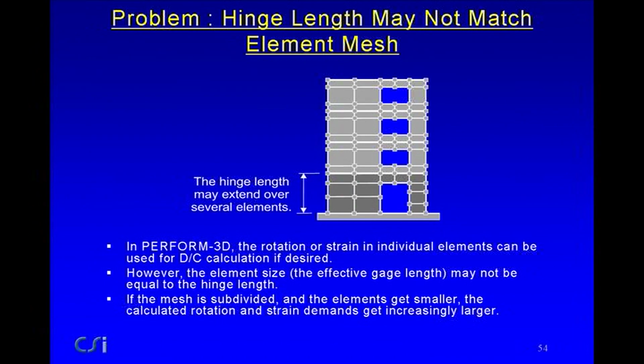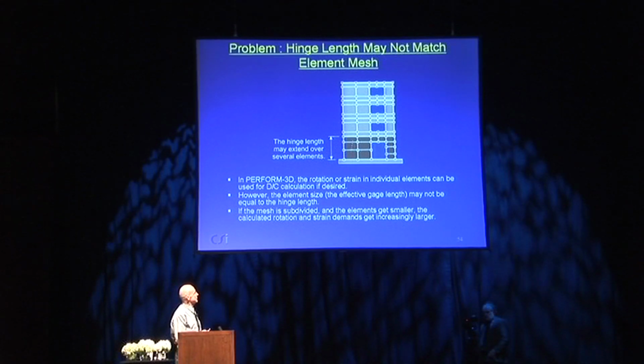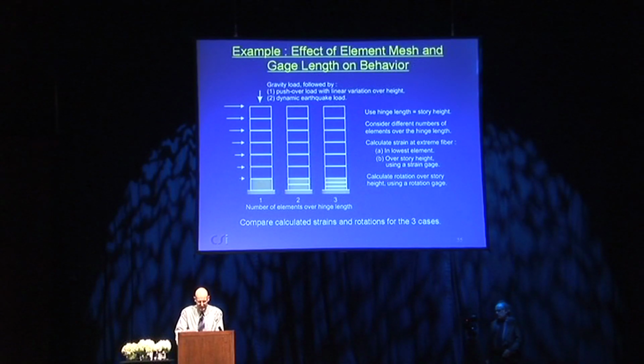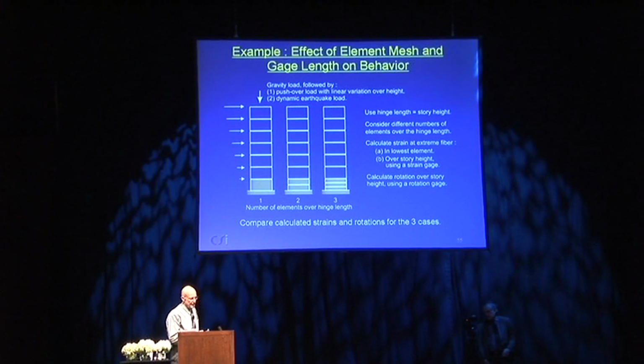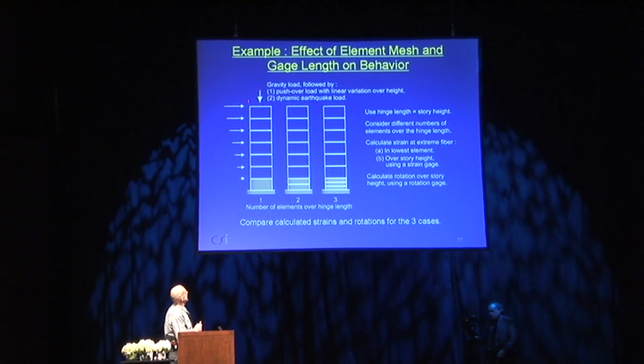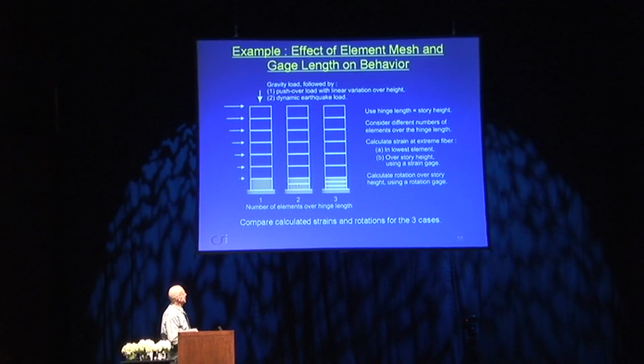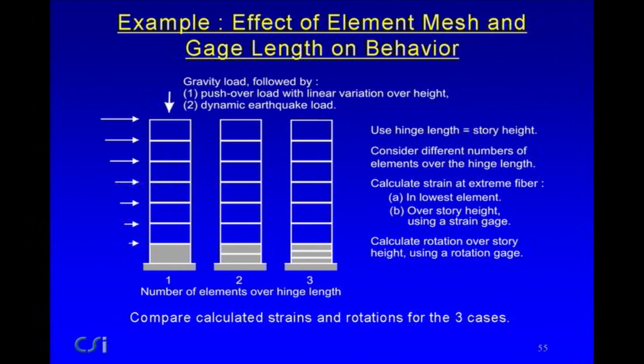However, what we really want to do is calculate the strain over this gauge length, which is this hinge length. And what this next one does is say, okay, suppose that we take, in this case, a simple cantilever and just do both pushover and also a dynamic earthquake load. I'll show the results in just a moment. And let's look at a single element over the hinge length, 2 elements over the hinge length, and 3 elements over the hinge length. So the hinge length is the story height, 1, 2, and 3 elements.